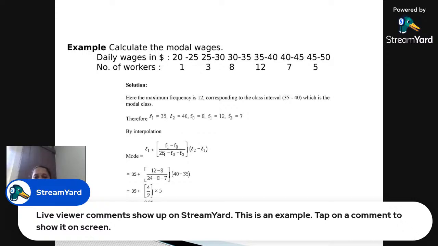Yes, 35 is the lower limit of the modal class, not 30. 35, because in 35 to 40 we are having the highest frequency value. So in the formula you have to write 35 plus 12 minus 8 divided by 2 into 12 minus 8 minus 7, multiplied by 5. Okay. So when you calculate this, you will be getting the modal value.